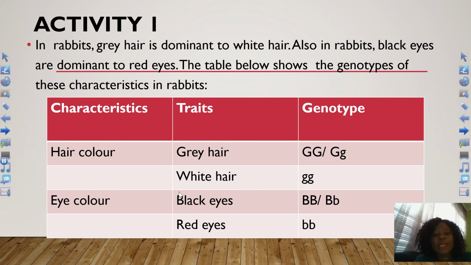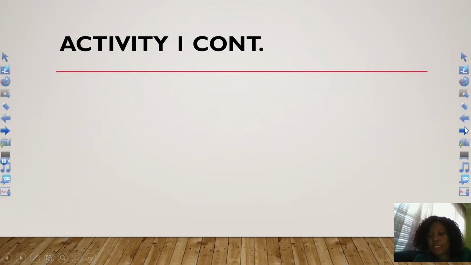With eye color, we can have black eyes and red eyes. Black eyes is dominant, so it will have a capital B, capital B when the individual is homozygous, or it will have a capital B, small b, when the individual is heterozygous. Then red eyes is recessive, so it is represented by two small b's. Now let's look at the questions linked to this information.